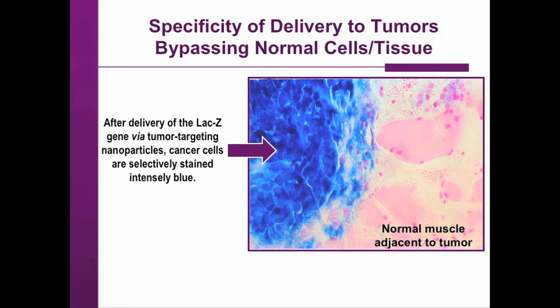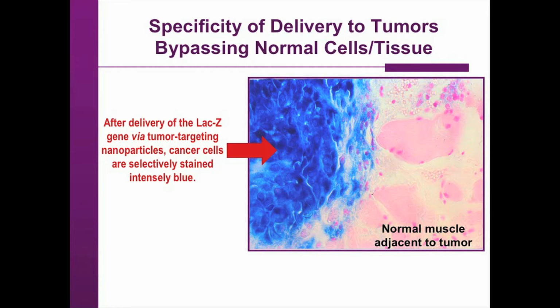In this experiment, the payload was not a cancer-killing agent, but rather the LAC-Z gene, a so-called reporter gene which is used for identification purposes. When cells take up this gene, they appear blue when viewed in the microscope.